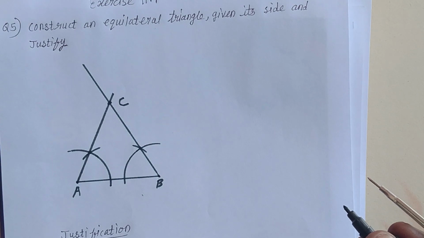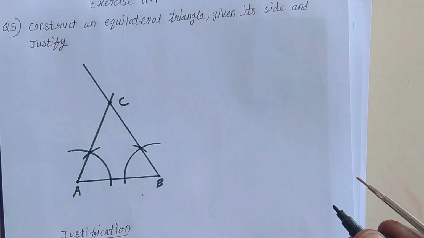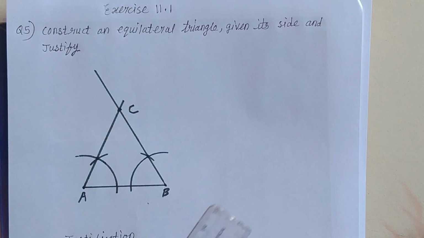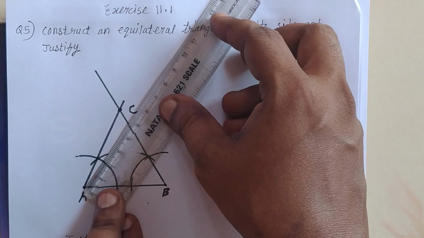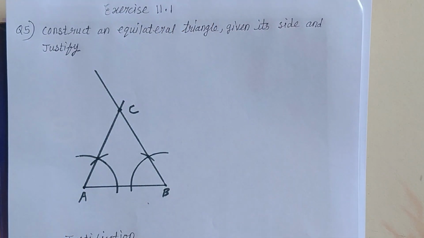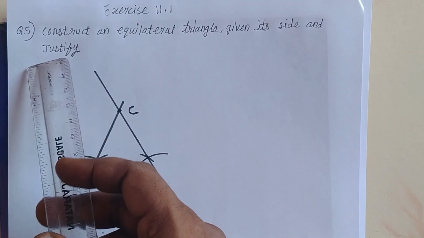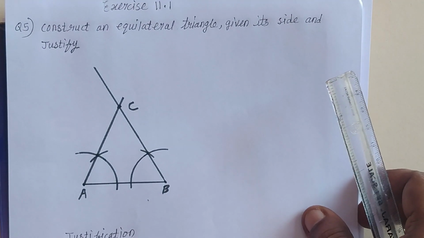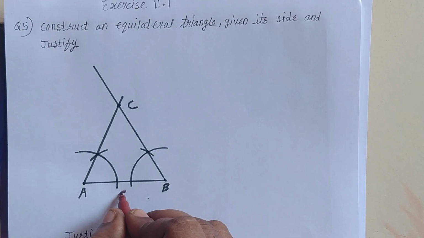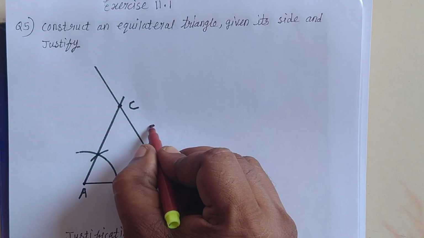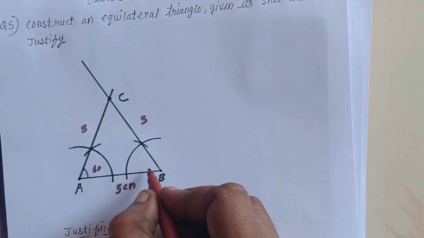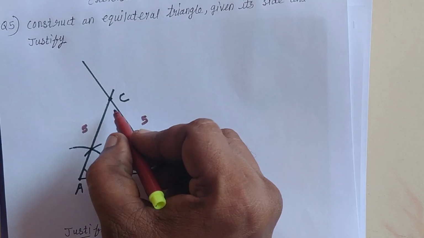So this will be your given equilateral triangle, and if you measure AC and BC, they will also be 5 centimeter. You can see here it is 5 centimeter. Here it is said that you have to justify also. So here I am writing, this is 5 centimeter, this is 5, this is 5, and this is 60 degrees, this also.